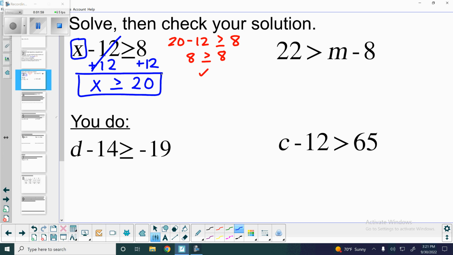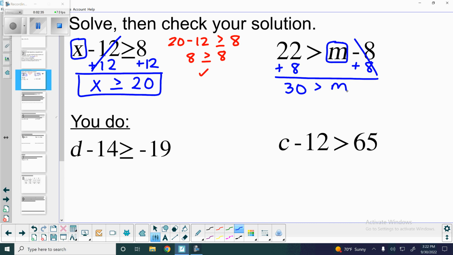Same thing over here. If you have 22 is greater than m minus 8, you can add 8 to both sides to isolate your m. So plus 8 here and here. When you cancel that out, you have 22 plus 8 is 30, is greater than m. One thing I will point out is that sometimes it's a little easier to understand what it's saying if the variable is on the left side. This is saying that 30 is greater than anything that m could be. So 30 is bigger than all the things that m could be, or m is less than 30. So 29, 28, and so on.